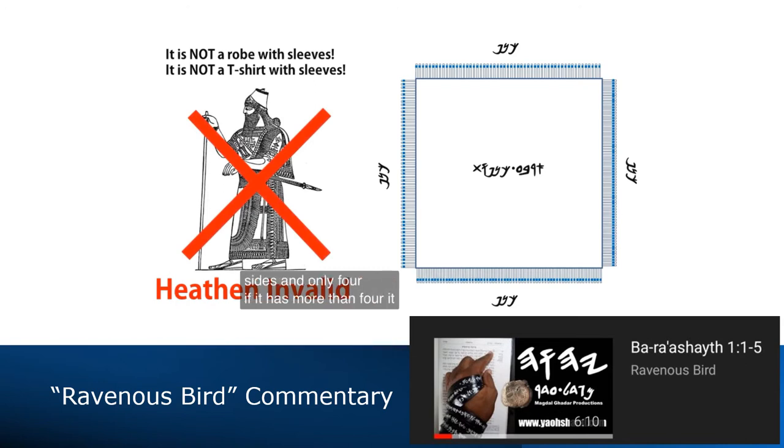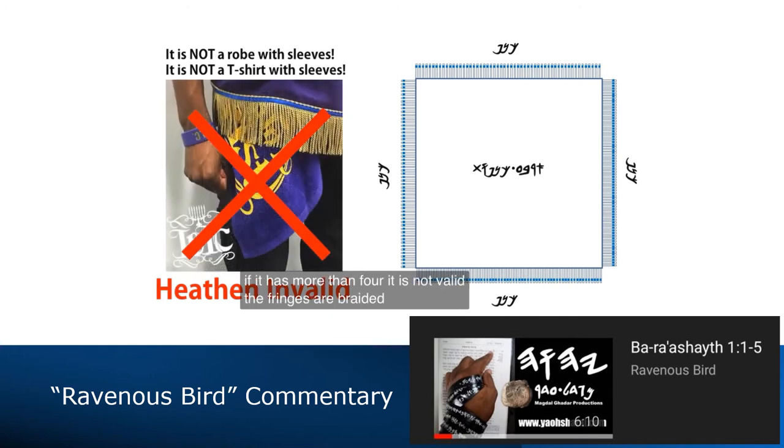If it has more than four, it is not valid. The fringes are braided tassels.